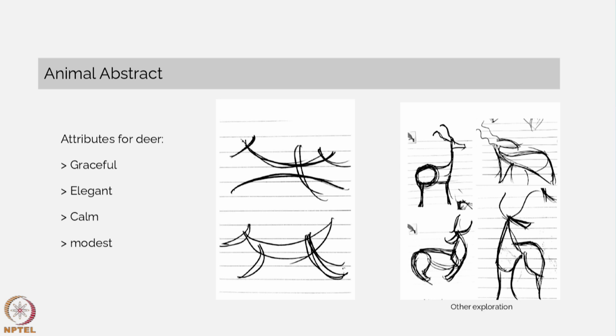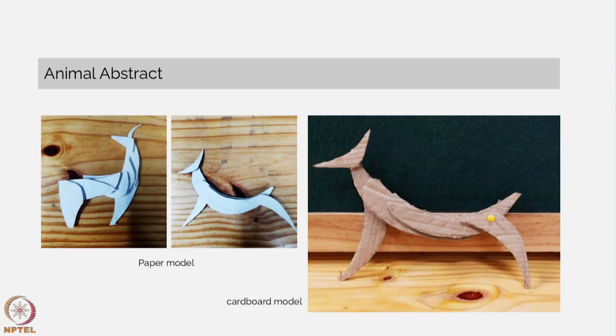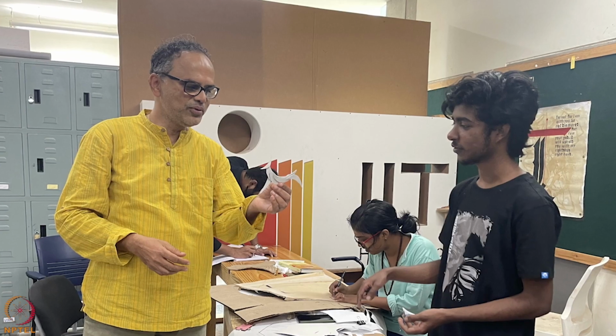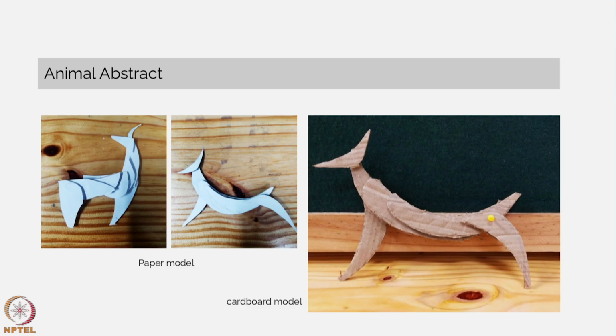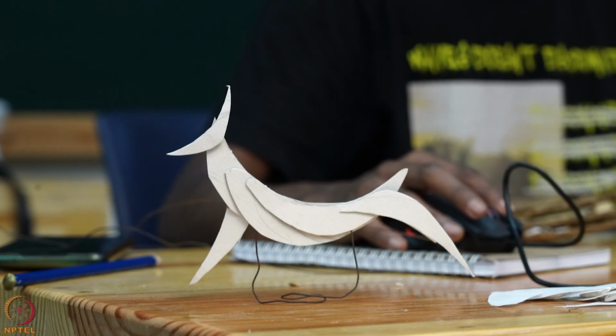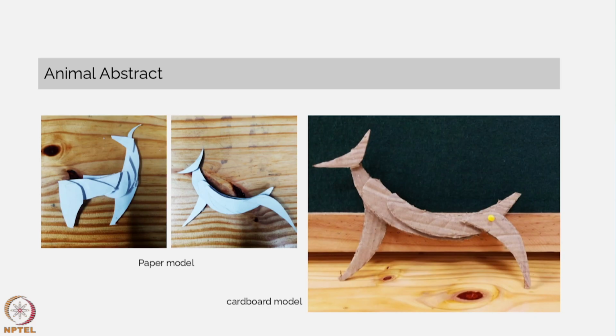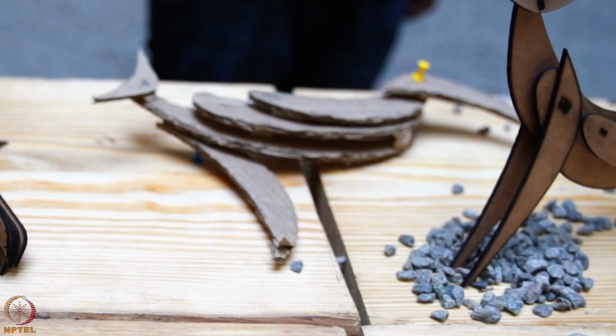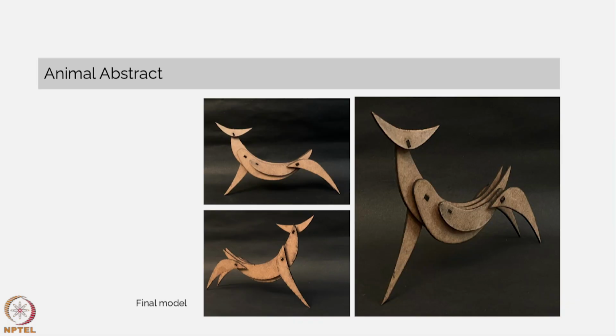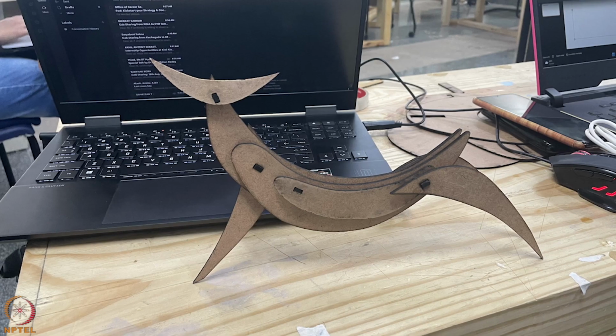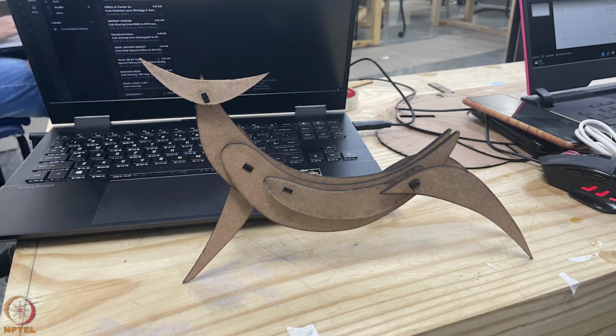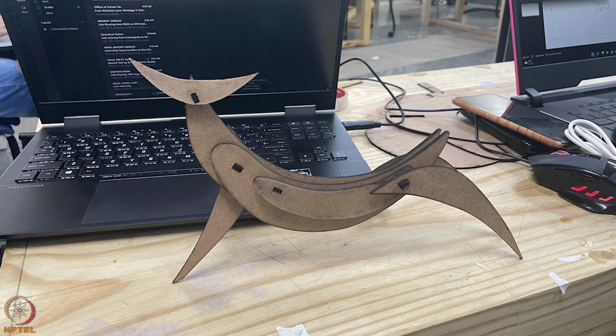And after picking an element, I tried to make it into a paper model. These are my two other paper models, which we later made into a cardboard model. So this was my final product after turning the paper model into a cardboard model.